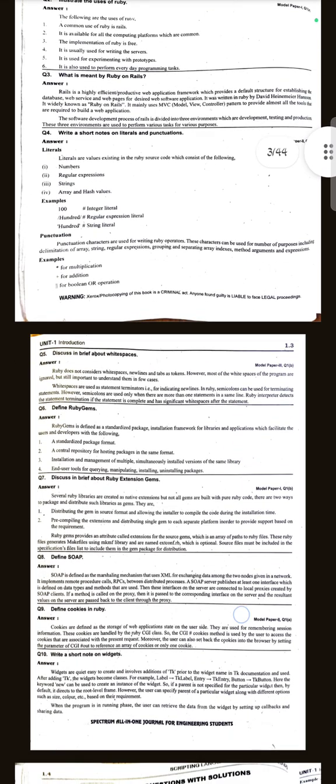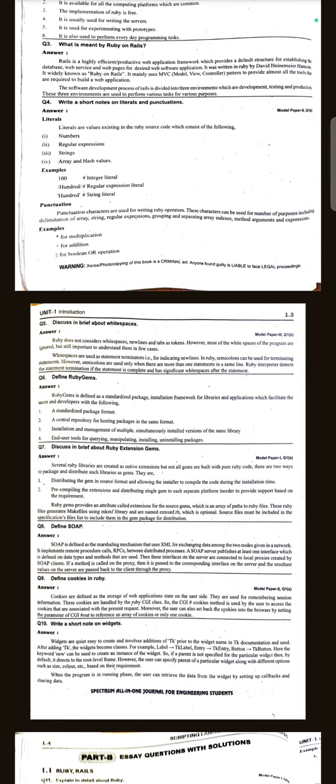Next question. Define Ruby gems. Ruby gems is defined as a standardized package installation framework for libraries and applications, which provides users and developers with the following: a standardized package format, a central repository for hosting packages in the same format, and installation management to manipulate multiple simultaneous installed versions of the same library. End user tools are query, manipulation, installation and uninstallation of packages.